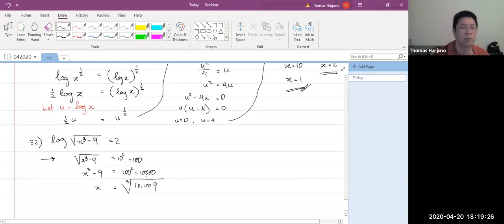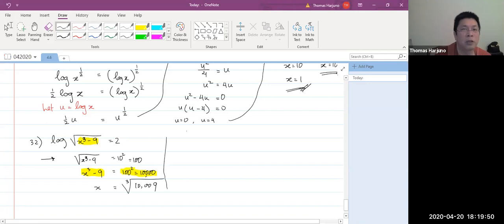I can always skip little steps here and there. Now you see that x cubed minus 9 here is a positive number, right? The value we have in here is a positive number. So we are fine with that solution.